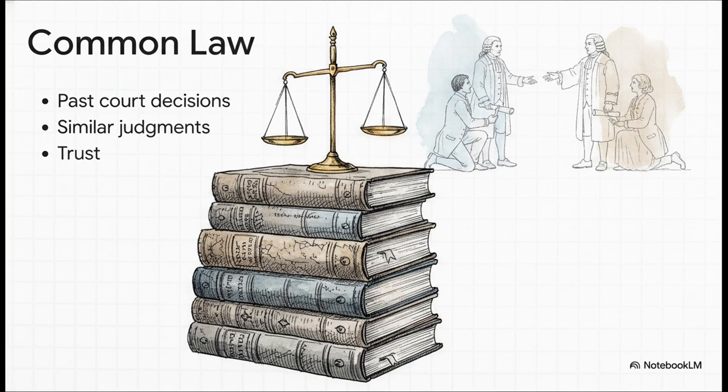Instead of a judge making up a punishment on the spot based on whatever they felt like that morning, common law was carefully built from past court decisions. So similar cases get similar judgments. If someone stole a horse 10 years ago and got a specific penalty, well, stealing a horse today gets the exact same penalty. That kind of unwavering consistency builds immense trust in a community because people know exactly what to expect.